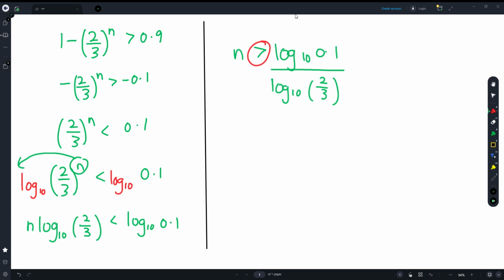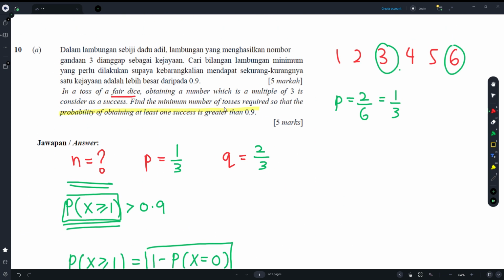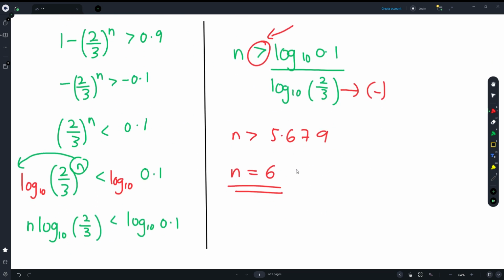The reason behind this is that this particular value is negative. If you press your calculator, log of the fraction 2 over 3, you'll get a negative answer. So when you divide or multiply by a negative value, your inequality symbol must be changed. In the end, you'll get n is greater than 5.679 on your calculator. So the next whole number will be 6. That should be the final answer for this question. The minimum number of tosses he needs to make to ensure that the probability of success is greater than 0.9 is 6 tosses.